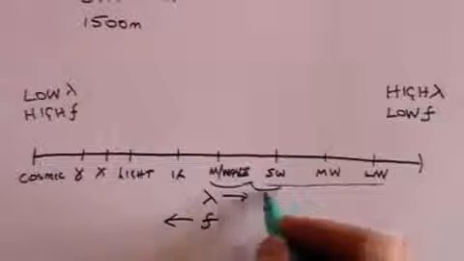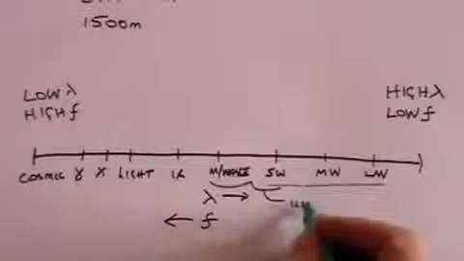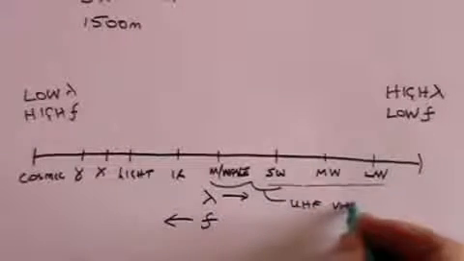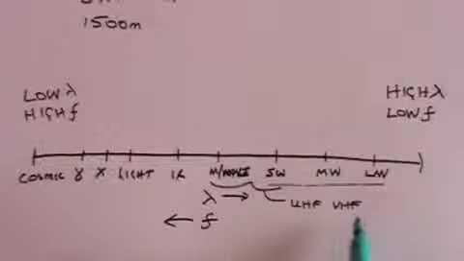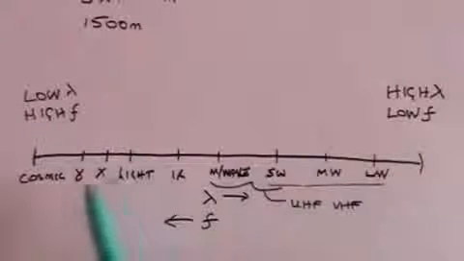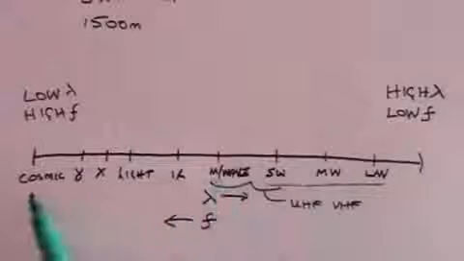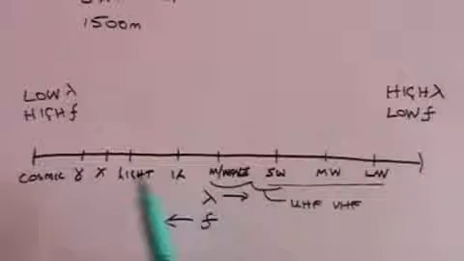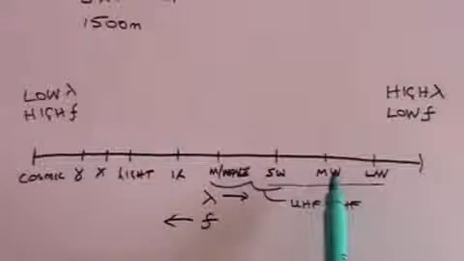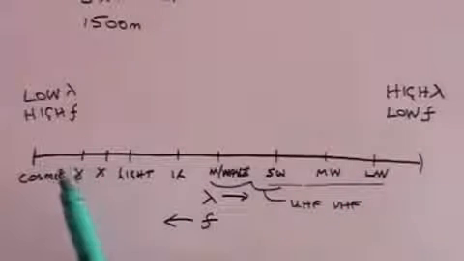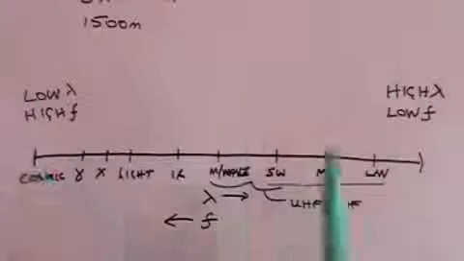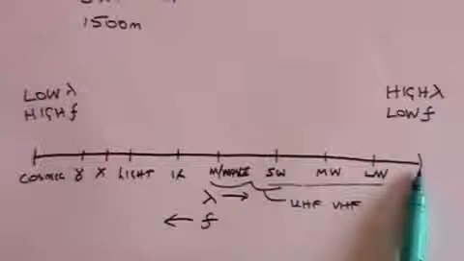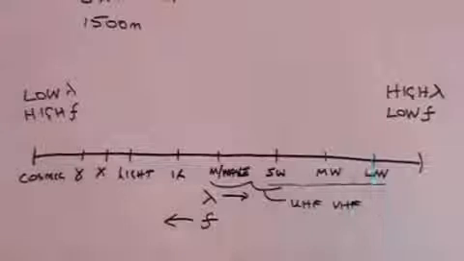Now, somewhere in this bracket, you've got UHF and VHF, and in many places UHF is what television signals are sent on, VHF is what radio signals tend to be sent off. But this entire frequency spectrum is all electromagnetic radiation. It all travels at the speed of light, but its wavelength is different. At this end, very, very low wavelength, very high frequency. This end, very high wavelength, very low frequency.